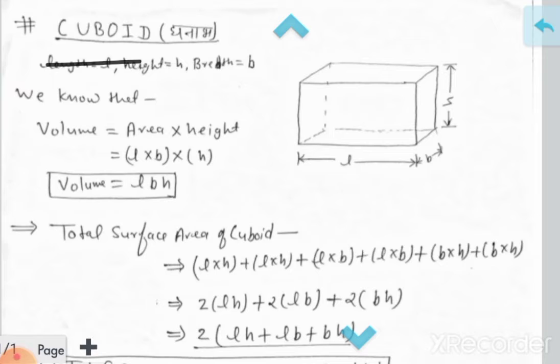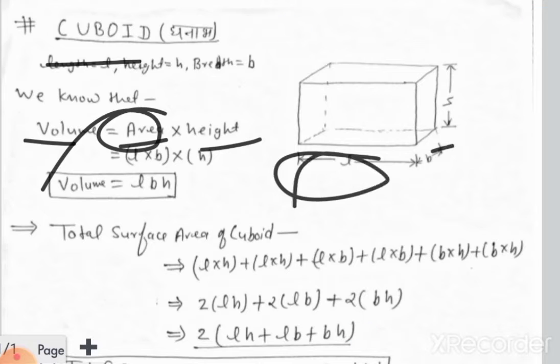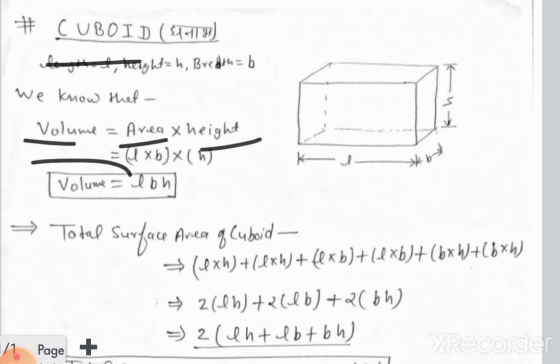Firstly, we find the volume of the cuboid. Volume is equal to base area into height. Base area is L into B, and height is H. Then the volume of the cuboid is L B H.